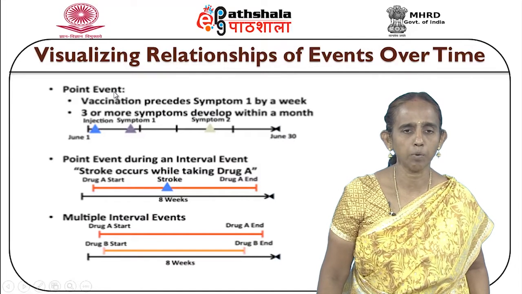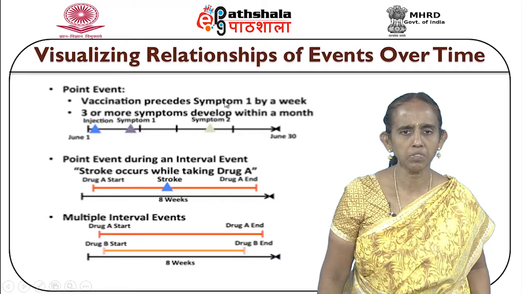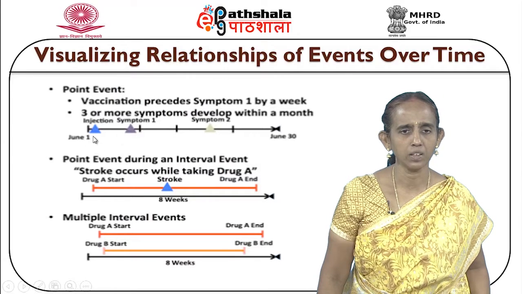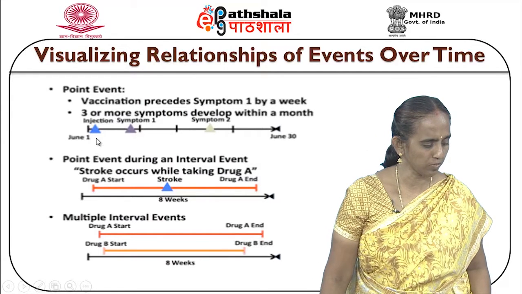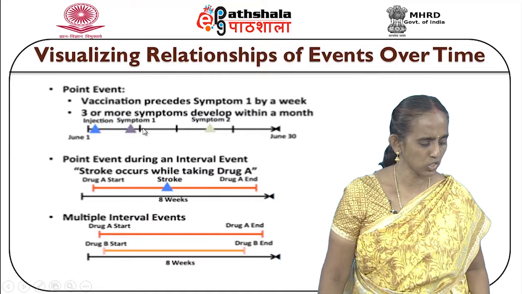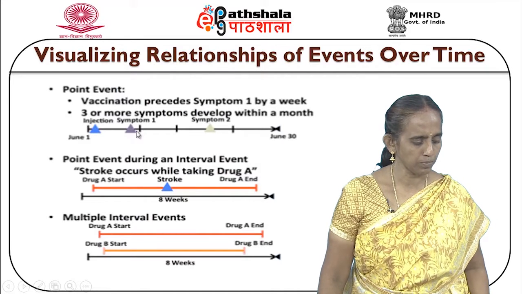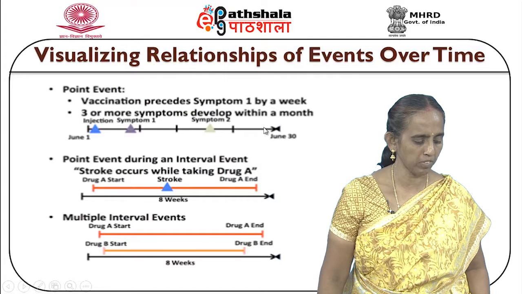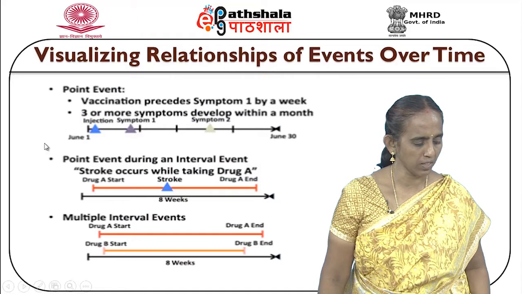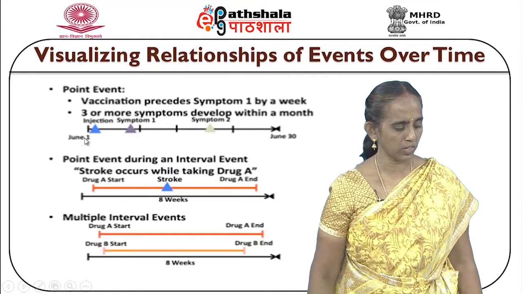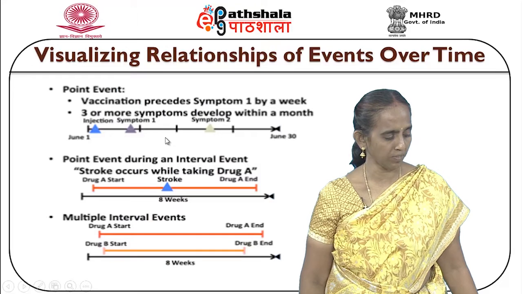Here we can see the point events. The vaccination precedes the symptom by 1 week, which can be inferred using this figure. We can see we have an injection here, and then you have the symptom, which means the vaccination precedes it. Each and every point represents 1 week, basically starting from June 1st to June 30th. So here we can understand that the vaccination precedes the symptom by 1 week.